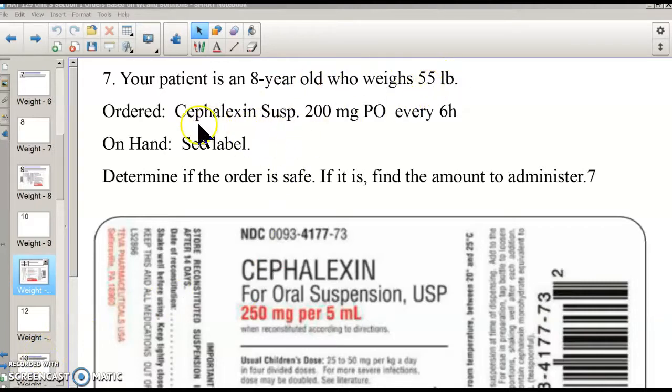The order is for cephalexin suspension, 200 milligrams orally every 6 hours. And we are going to determine if the order is safe, and if it is, we are going to find the amount to administer. And that's an extra 7 there. I don't know how that got there.